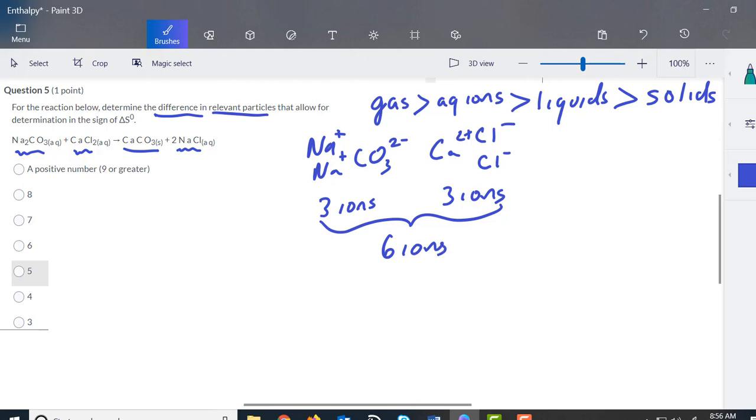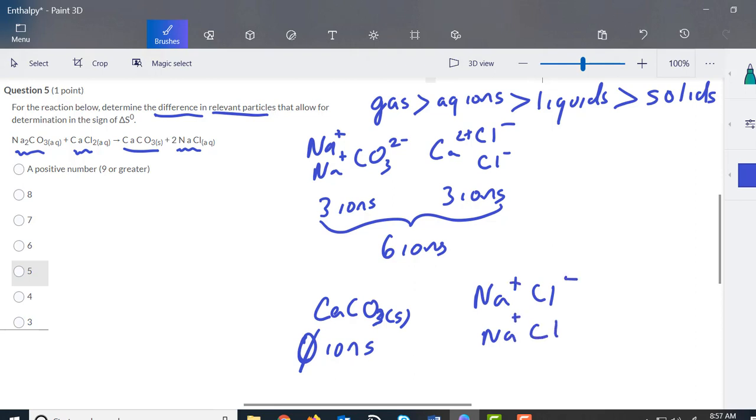Now on the product side, we've got CaCO3 solid, which is effectively 0 ions, because it doesn't split into ions. Why is that? Because it's a solid. Because it's a solid, it doesn't split into ions. The 2 NaCl, if I drew a picture of that, it would look like this. And that's a total of 4 ions.